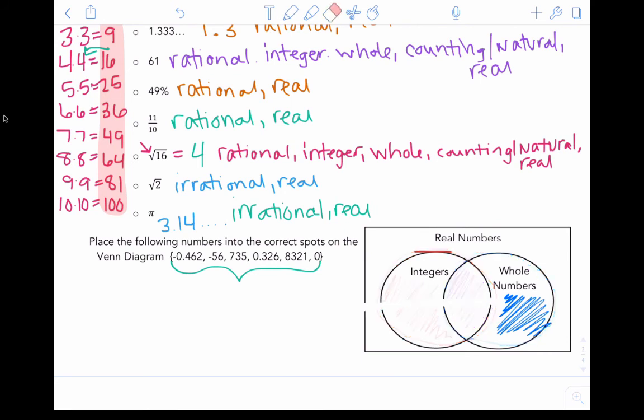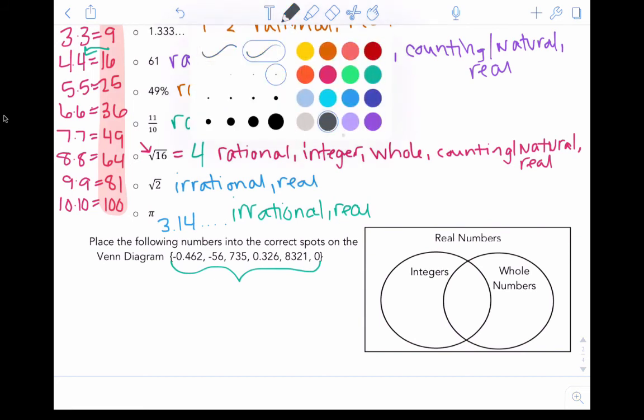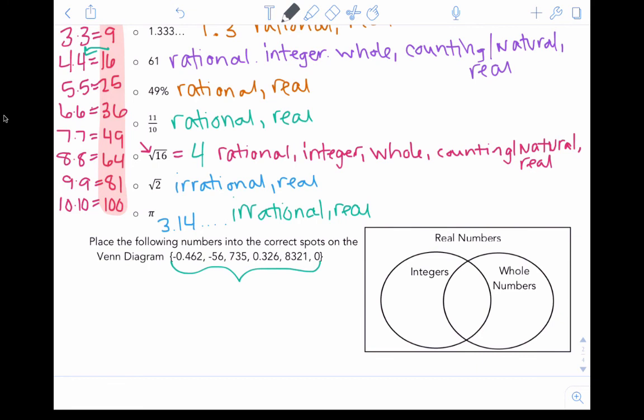All right, so let's go ahead and try these out. We'll do it one at a time. So my first number is negative 0.462. So I have to think to myself, is that an integer? No, it's not, so it's not going to be in that circle. Is it a whole number? It's also not a whole number, so it's not going to land in there. If it doesn't land in any of the circles, then that means it's going to be somewhere out here where it's a real number but not an integer or whole number. So I'm going to go ahead and put it right here in this spot.